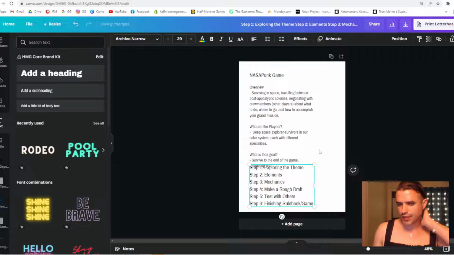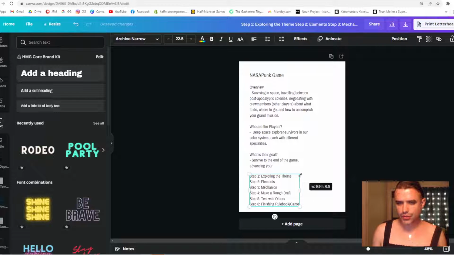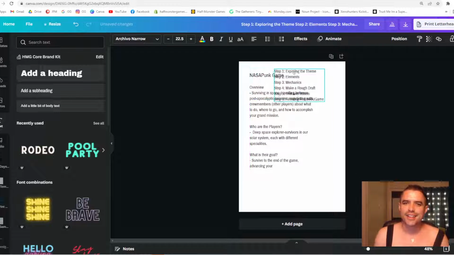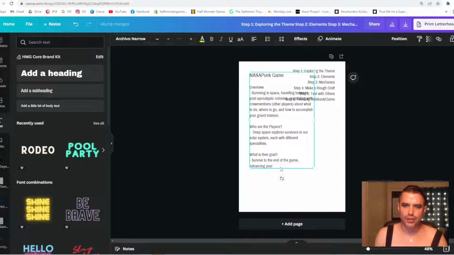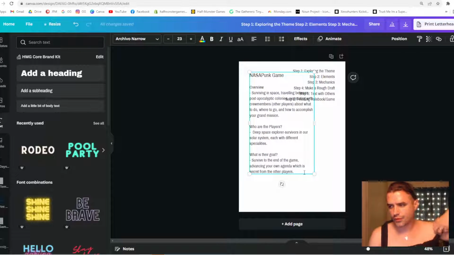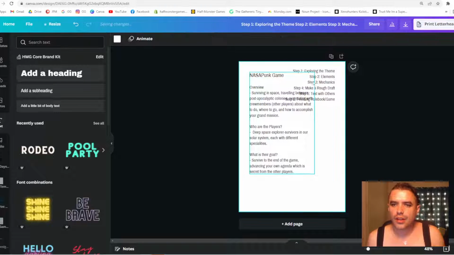I like the idea of deep space guilds almost. As you're traveling around, you're working together but also accomplishing your own secret mission, your own agenda, which is secret from the other players.